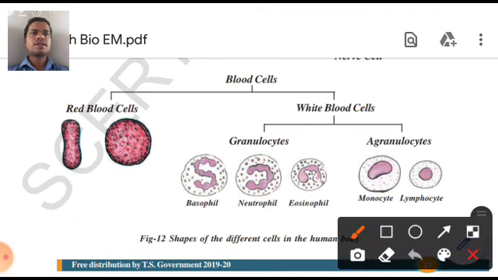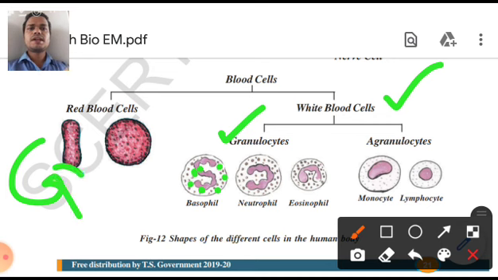Now as you can see here, these are white blood cells. White blood cells are again two types. What are they? Granulocytes and agranulocytes. Why were these names given? Because they have a speciality. What is that speciality? Granule means some small round dot like structure. If you see granulocytes, they have all small dot like structures. So because they have small dot like structures, they are called granulocytes.